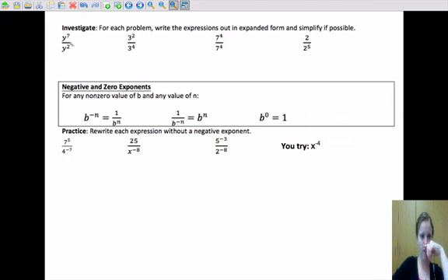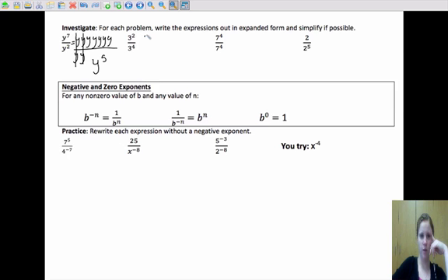Okay, so let's write out this one here in expanded form. We're going to have 7 y's and then that over 2 y's. So this is kind of the same thing as before. Cross off 2 of those y's, and how many do we have left? We have y to the 5th. Okay, not a lot different than what we just did.